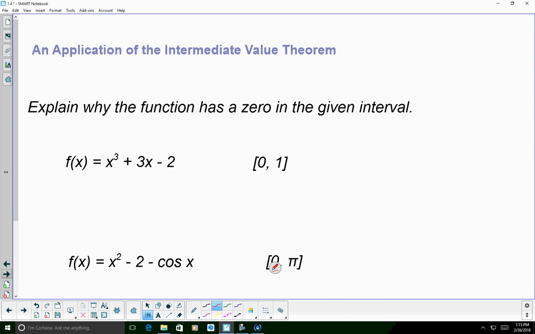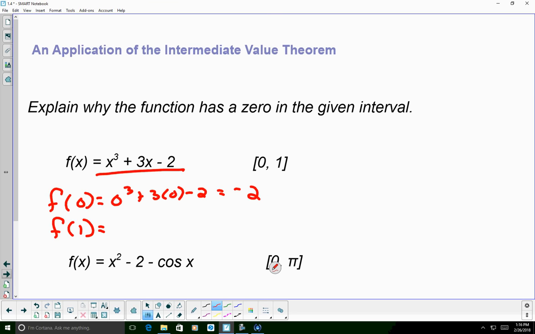So if I have this polynomial function, x cubed plus 3x minus 2, and I know that the function is continuous between 0 and 1, and I know it's continuous because the domain of this function would be all real numbers. If I find f of 0, I'm going to substitute in 0, so I'm going to have 0 to the third plus 3 times 0 minus 2. And when I do all that work, I get -2. When I substitute in f of 1, I'm going to have 1 to the third plus 3 times 1 minus 2, and that's going to end up 2.